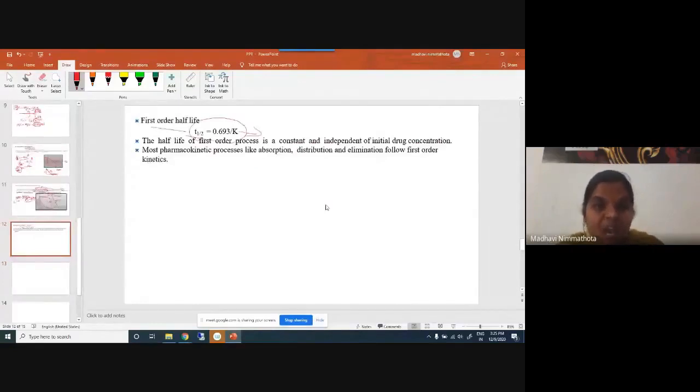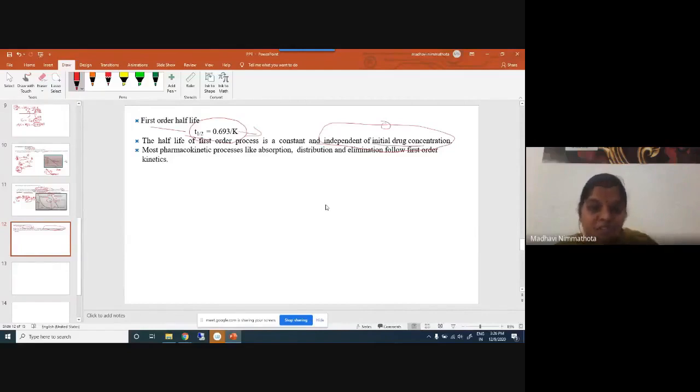The half-life of a first order process is a constant and independent of initial drug concentration. These are the most important words. See, it will be dependent upon the plasma drug concentration, right? But it will be independent of initial drug concentration. That means at zero time. So it will be independent of initial drug concentration.